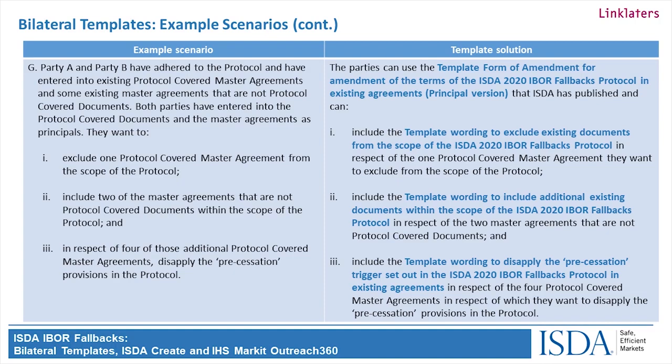So now what they want to do is exclude one of their protocol covered master agreements from scope of the protocol. They want to bring into play two other master agreements that are not currently within scope of the protocol. And for 4 of the protocol covered master agreements that they have, they want to disapply the pre-cessation provisions in the protocol. So they want to do a number of things.